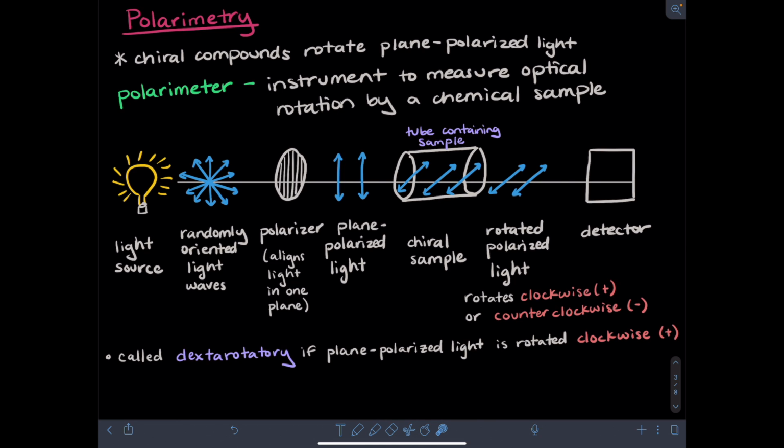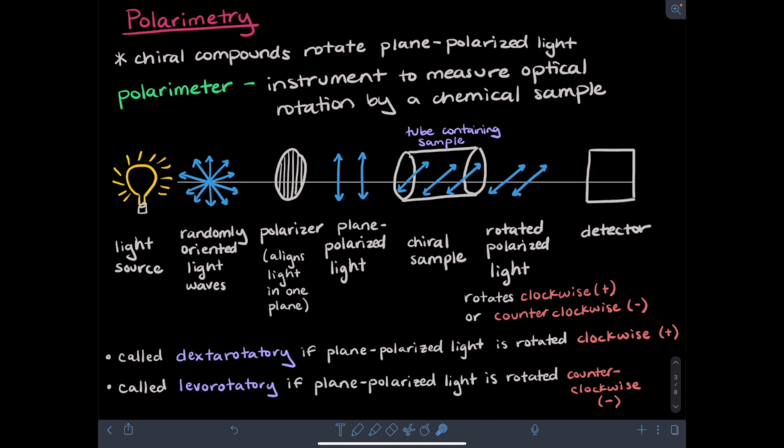If the plane polarized light is rotated clockwise by the sample, we call that a dextrorotatory rotation, or a dextrorotatory sample. And if instead that plane polarized light was rotated counterclockwise by that particular chiral sample, you would call that levorotatory.